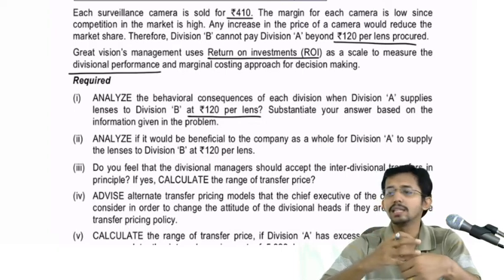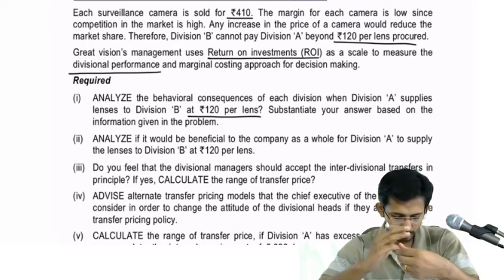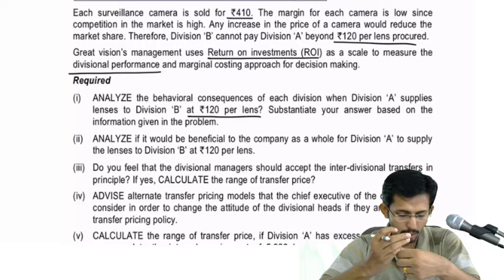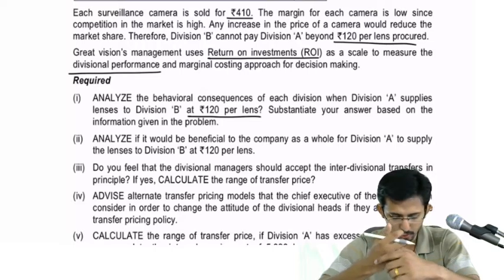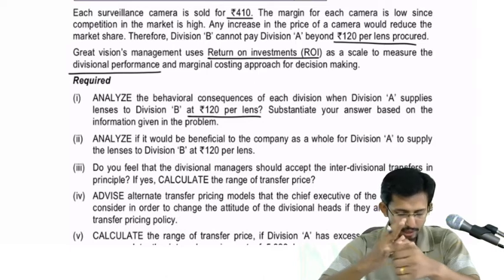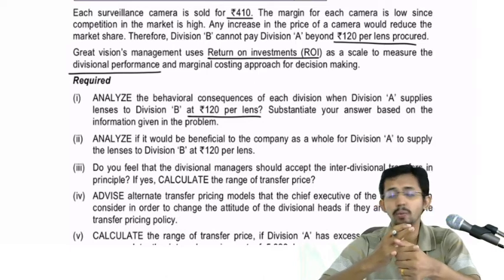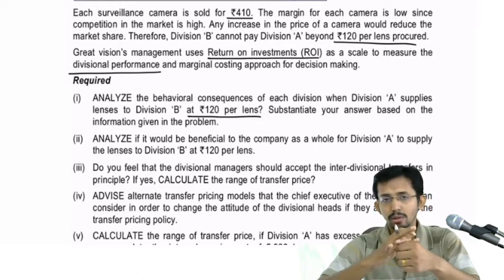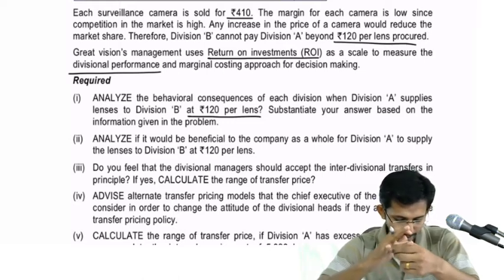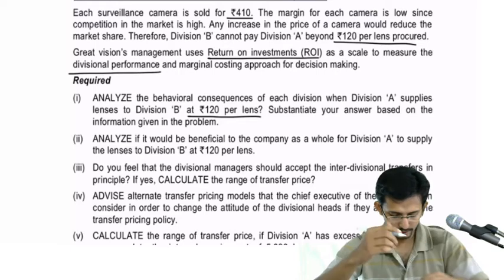That is the first part. Second part, analyze if it would be beneficial to the company as a whole for Division A to supply the lenses to Division B at rupees 120 per lens. So if Division A supplies lenses at 120 rupees per lens to Division B, will it be profitable or beneficial to the company as a whole? That is the second part.